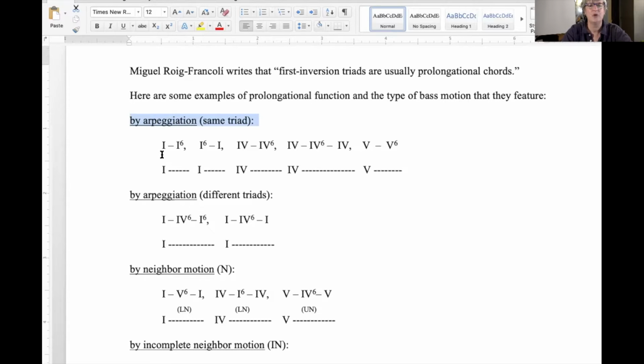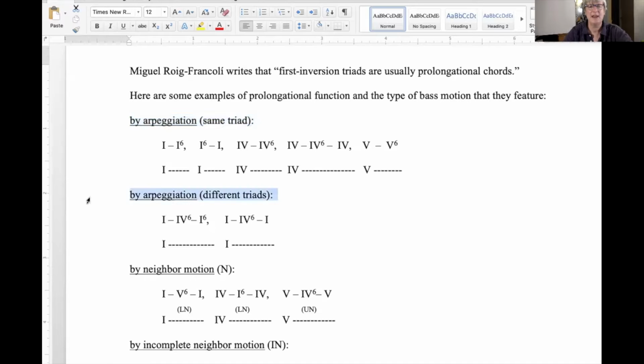So the first category is prolongation by arpeggiation within the same triad. So that means going from 1 to 1-6, from 1-6 to 1. It might mean going from 4 to 4-6, or maybe even from 4 to 4-6 and back to 4. Or it could mean going from 5 to 5-6. So the bass line in each of these cases would be Do to Mi, Mi to Do, Fa to La, or Fa to La back to Fa, Sol to Ti. And down below, I've shown you the second level analysis that shows a single triad function being prolonged by arpeggiation.